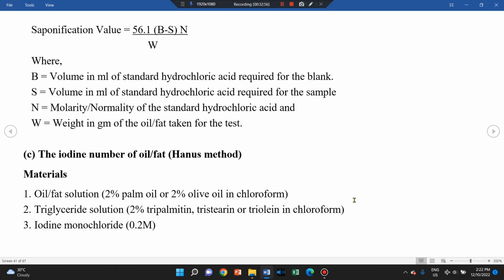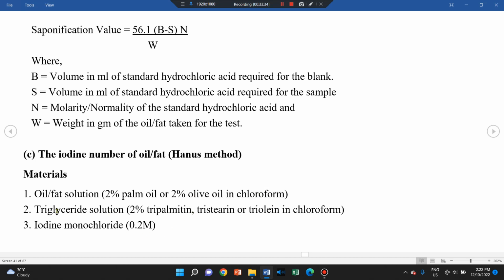I hope I'm pronouncing it correctly. This is a bit of a lengthy experiment compared to all other experiments, because it's got so many steps. Okay? So let's look into it. We take the oil, either palm oil or olive oil, and we make it into 2%. Okay, 2%. Just now I said weight is equal to volume. Just take 2 gram and then top it up to 100 ml using chloroform, using a volumetric flask.